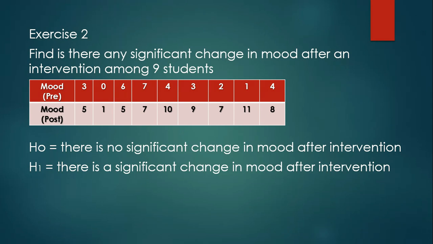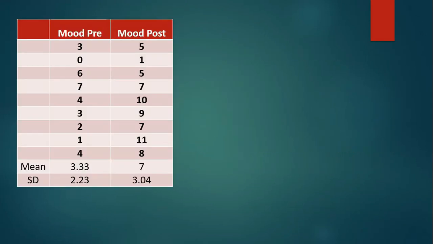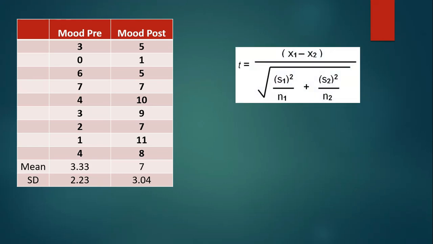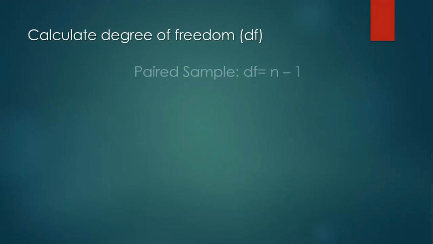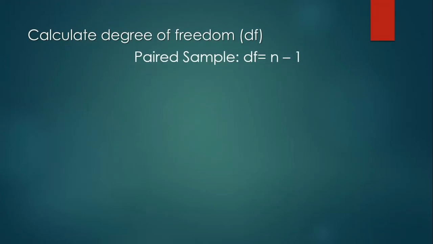Next, we have to arrange the given data into a table and we have to find out mean and standard deviation. Next, we have to apply the values into the formula. And finally, we got a value of minus 2.94. Next step is to calculate degree of freedom. As it is a paired sample, here we are using the formula DF equal to n minus 1. So we got a DF of 8.